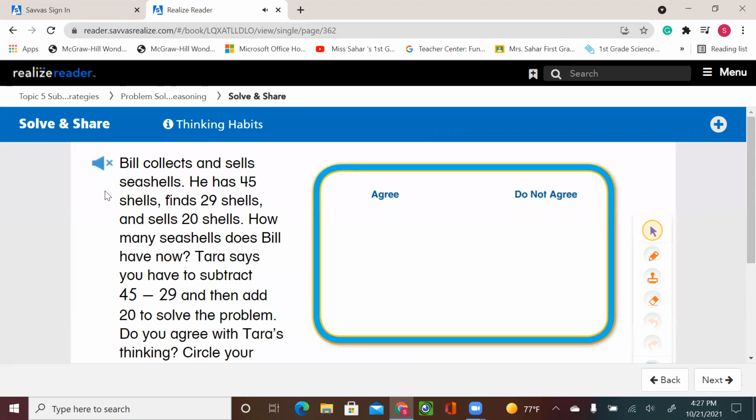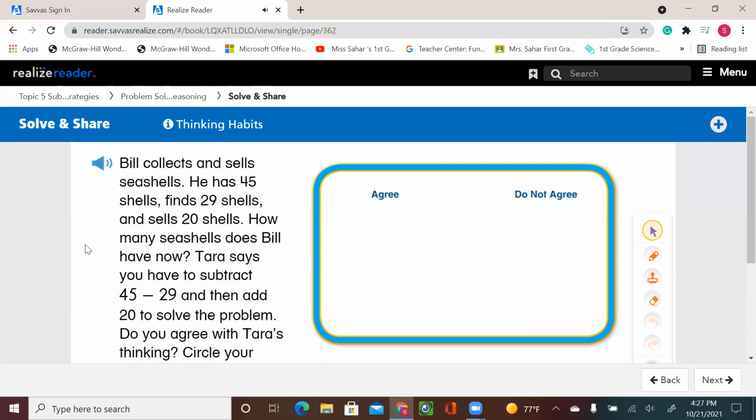Bill collects and sells seashells. He has 45 shells, finds 29 shells, and sells 20 shells. How many seashells does Bill have now? Tara says you have to subtract 45 minus 29 and then add 20 to solve the problem. Do you agree with Tara's thinking? Circle your answer. Use pictures, words, or equations to explain.